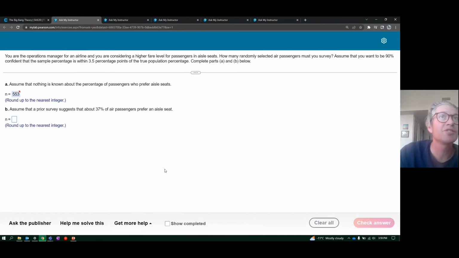So this is a good question from chapter 7, right? Whenever you have "how many people must you survey," that's going to be a sample size question. Assume that you want to be 90% confident. So again, related to confidence intervals, they give you the error and so on. Assume that nothing is known.